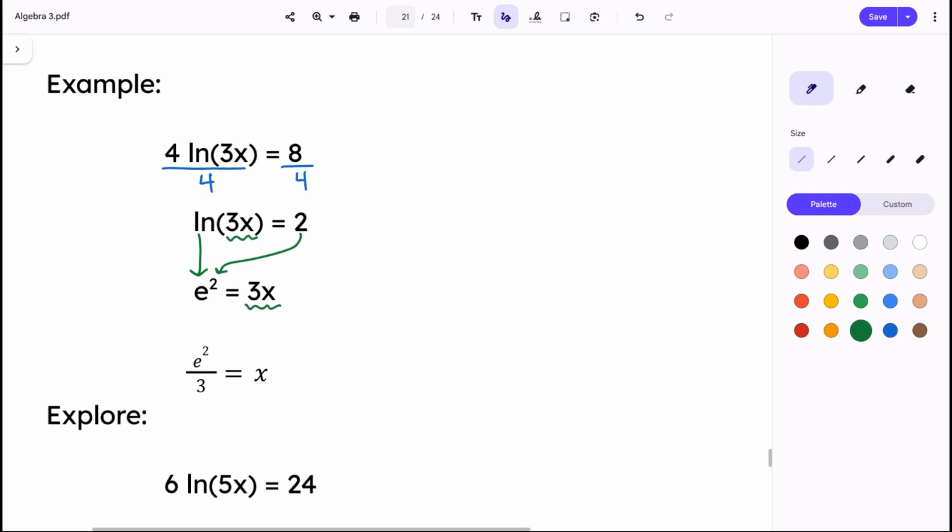Now for this one, to get rid of the 3 in front of the x, you'd have to divide both sides. And so on your calculator now, you're going to do e squared divided by 3. Again, you're going to want to just use your calculator to do this. And you get about 2.46 if we round it.